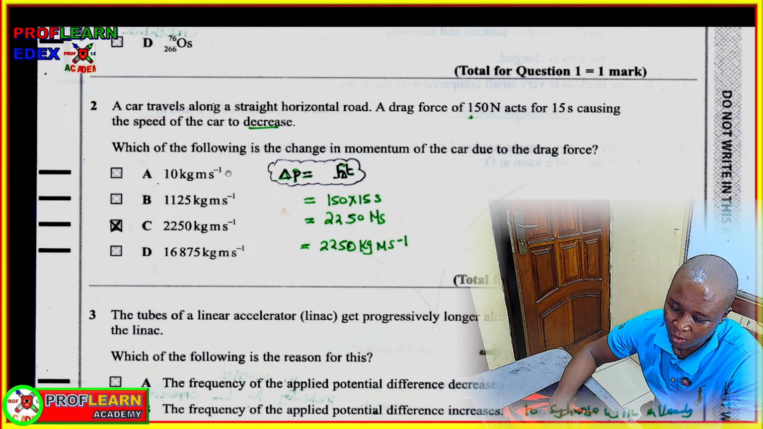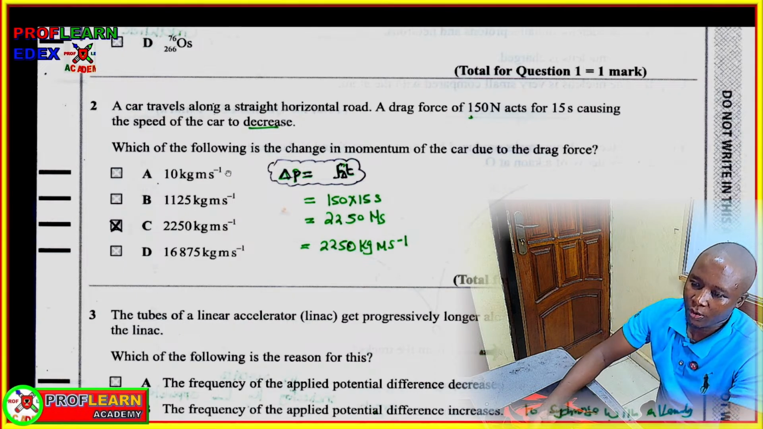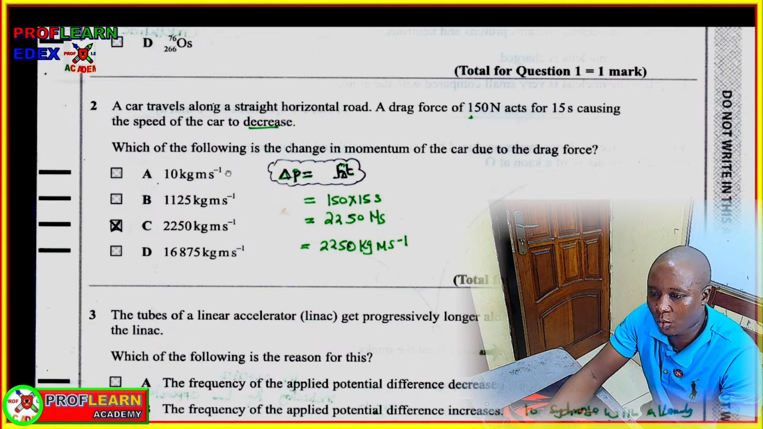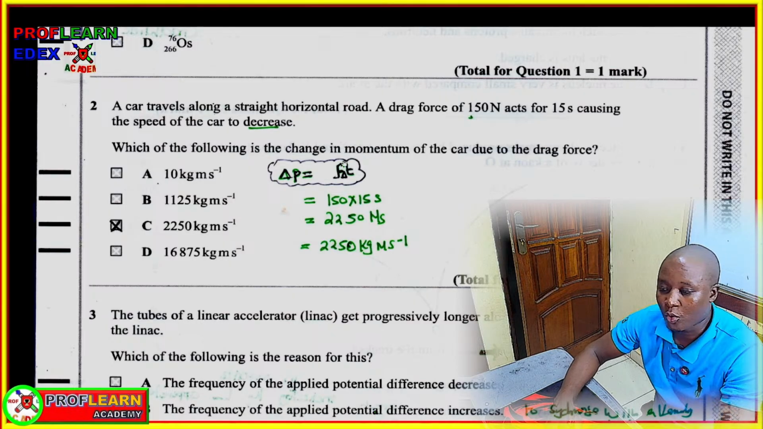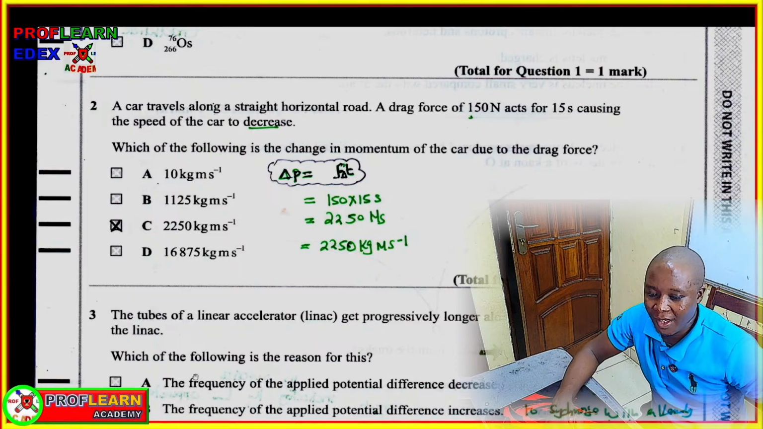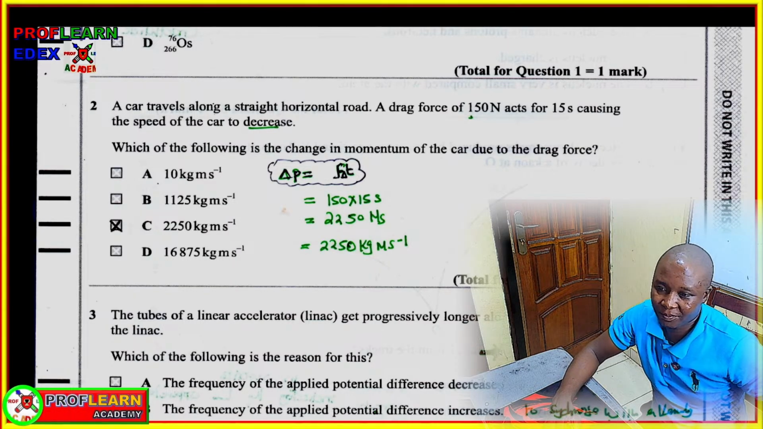A car travels along a straight road. The drag force is 150 newtons and it acts for 15 seconds. So you can see now, in order to work out change in momentum, we are going to have the resultant force times the time. So that is going to be impulse. So if you are working out change in momentum, you need to realize that change in momentum is equal to the impulse. So if you work it out, you'll get our answer: 2250 kg meters per second.